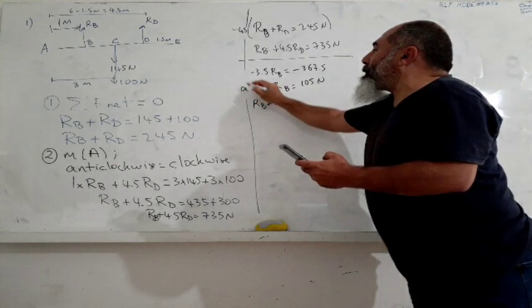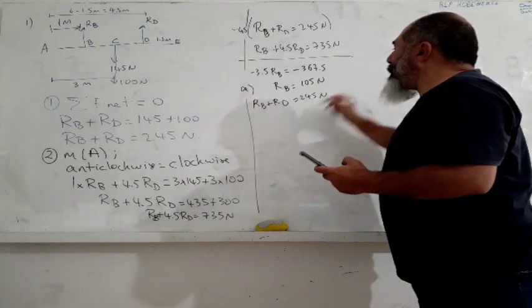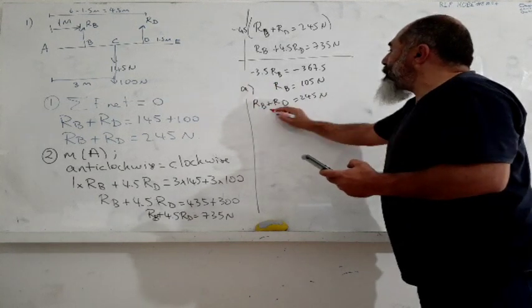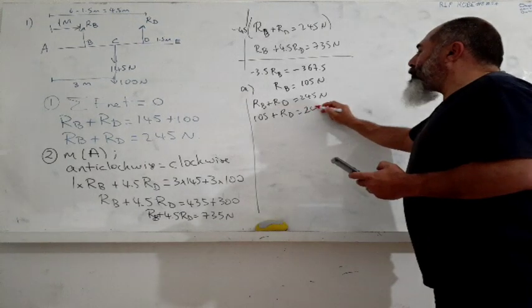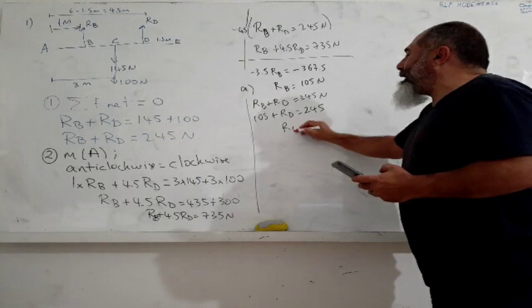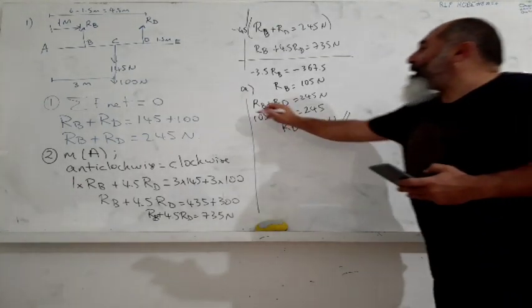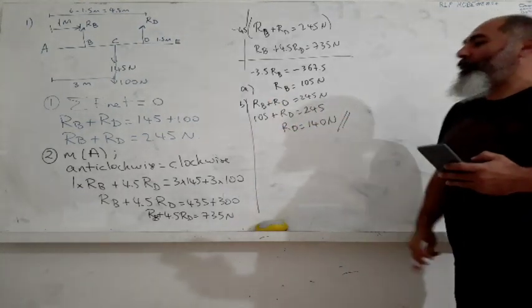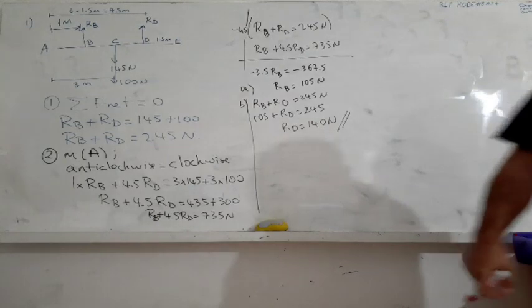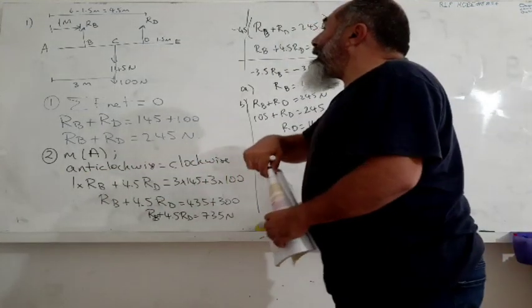RB is 105, so 105 plus RD is equal to 245. RD is equal to 140 newtons. These are the answers for part A and also part B. Let's carry on with the question. Remember, these are the questions from chapter review.